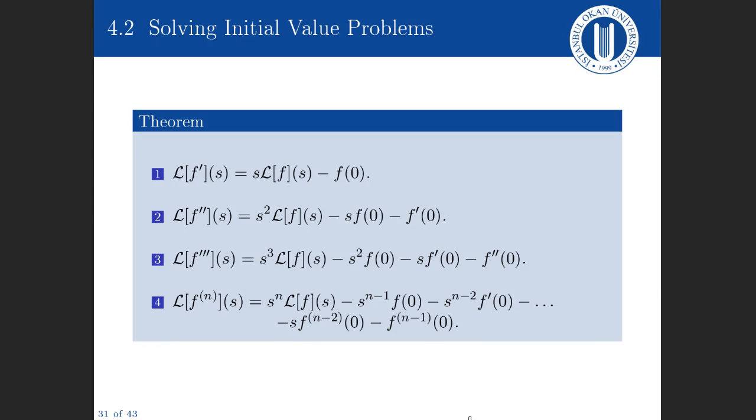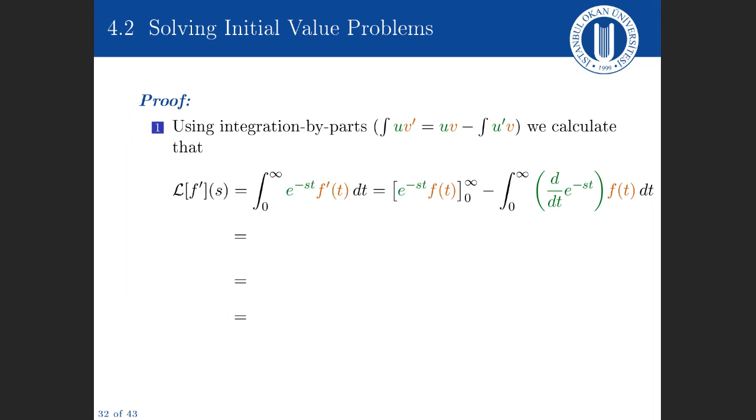And we have a formula for the nth derivative of capital F. The pattern is the same. The nth derivative, it starts s to the power n multiplied by the Laplace transform of f, and then the powers of s decrease, s to the n minus 1, s to the power n minus 2, etc. And these are multiplied by f at 0, f prime at 0, f double prime at 0, etc., etc. Because these are very important formulae, I'm going to prove them. And again, I'm going to be using integration by parts to prove these.